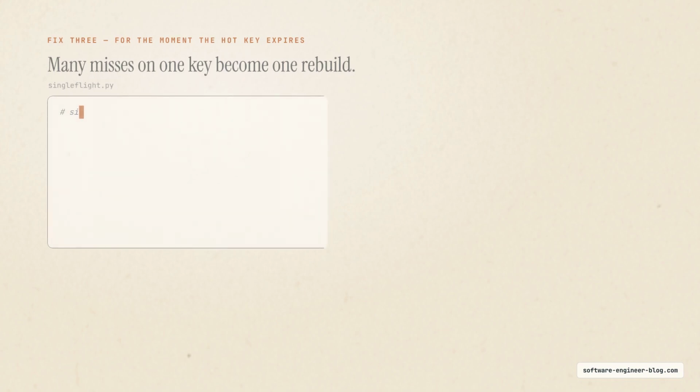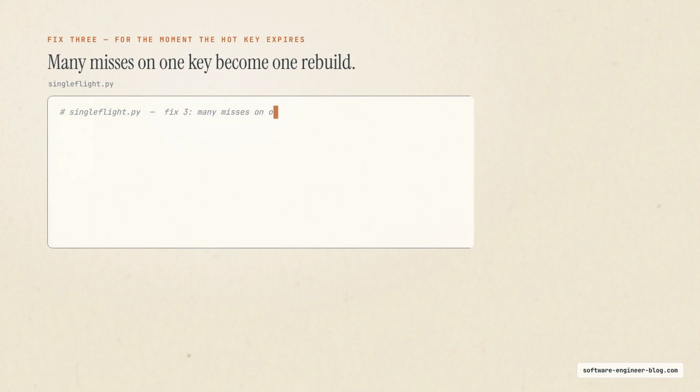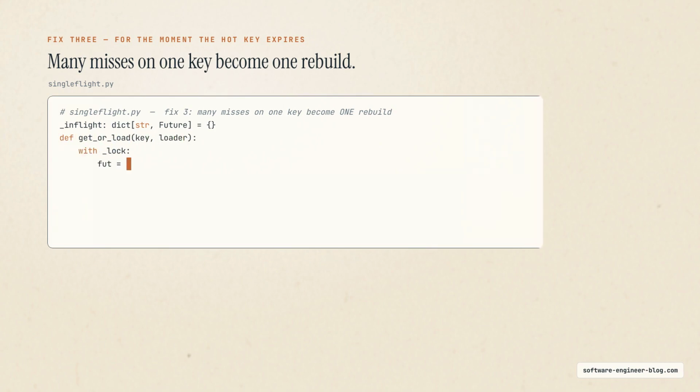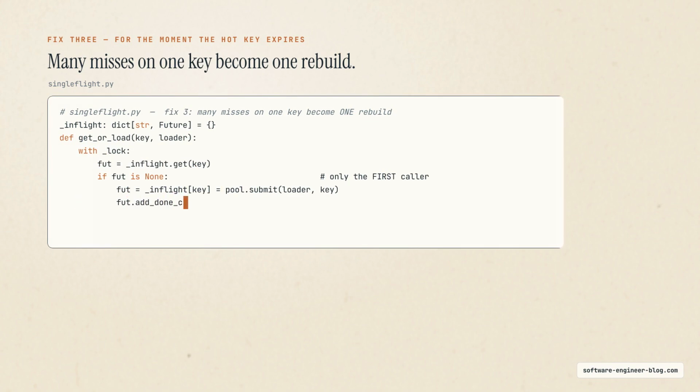The third fix handles one specific moment, when the hotkey expires. Without it, the value disappears, and every request that arrives while you rebuild it goes straight to the database. At 19,000 reads a second, a rebuild that takes 200 milliseconds sends 3,800 identical queries to your database. If the rebuild takes 800 milliseconds, it is 15,200. That is called a stampede, and it is very often the thing that actually takes the site down, not the hot machine itself. Single flight fixes it.